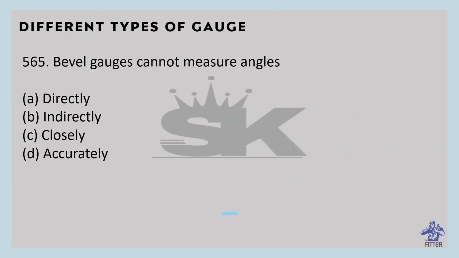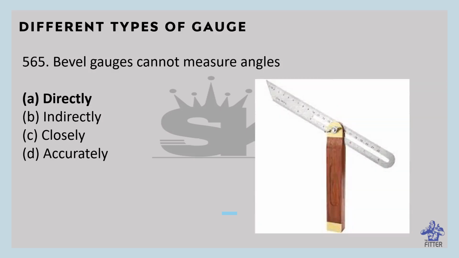Bevel gauge cannot measure angles directly. You can see here in the image, this is the bevel gauge. Bevel gauge is also known as sliding T bevel, false square, or an adjustable gauge. I'll write it down here. Sliding T bevel, or a false square, or an adjustable gauge.